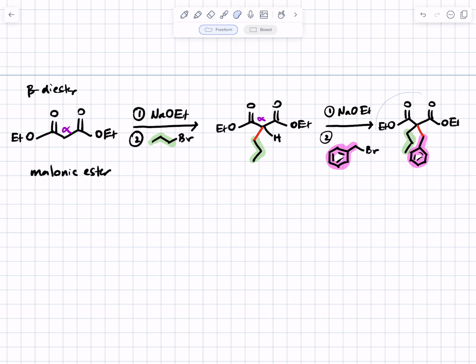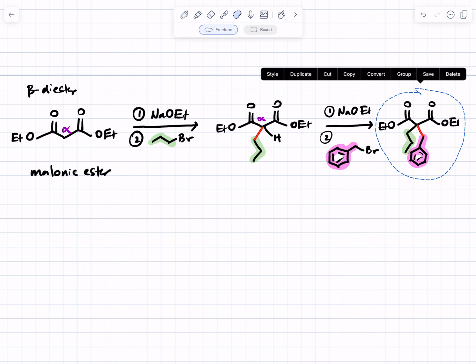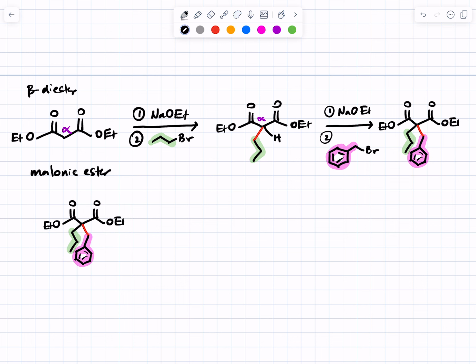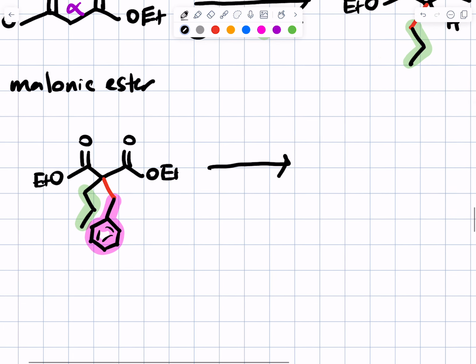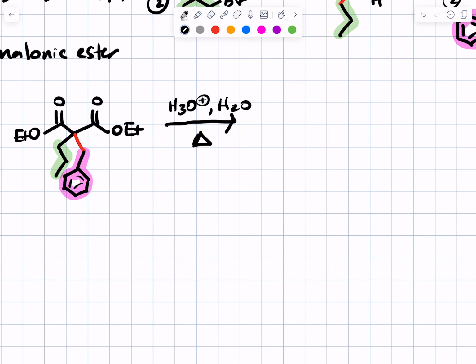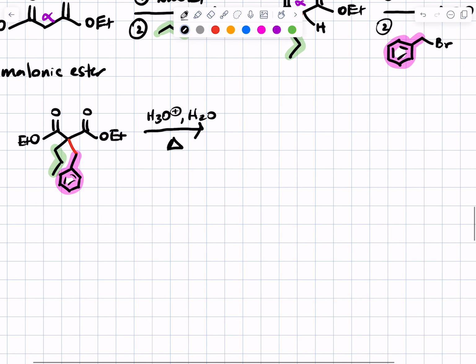Now let's take that molecule and do the strongly acidic aqueous conditions with heat, and that's going to do ester hydrolysis, decarboxylation, and tautomerization. So let's draw each of the intermediates along the way. Let's draw the products of ester hydrolysis.